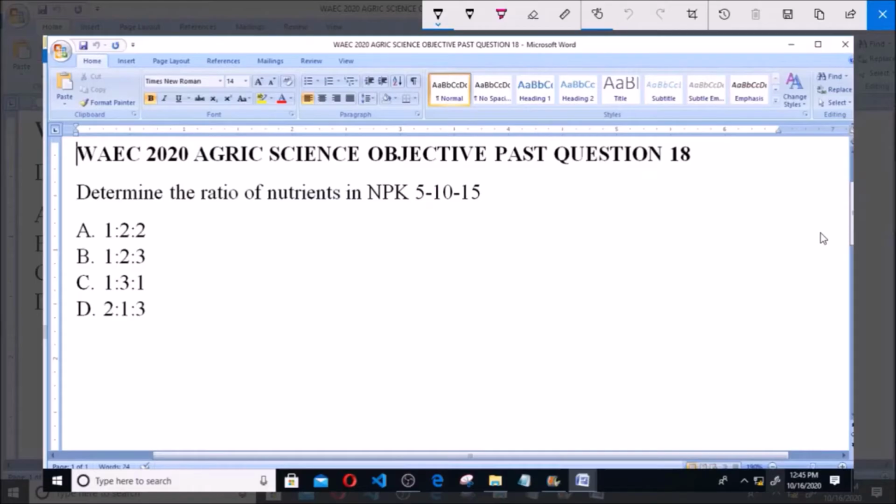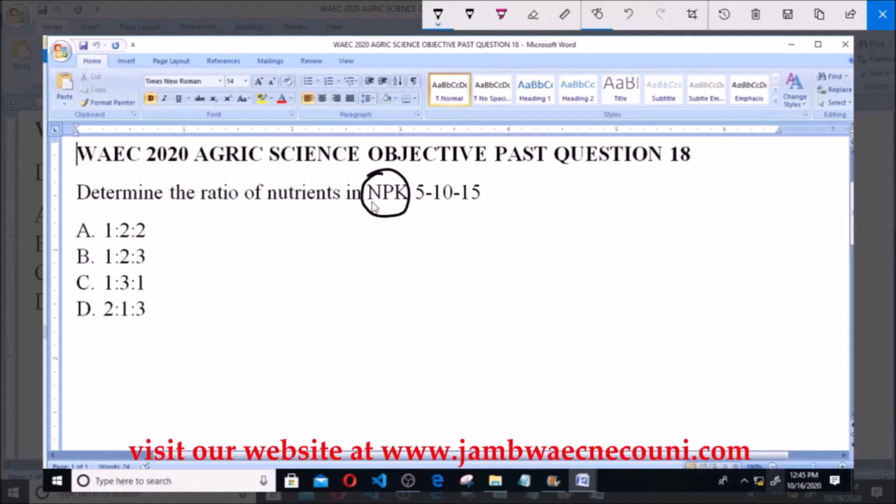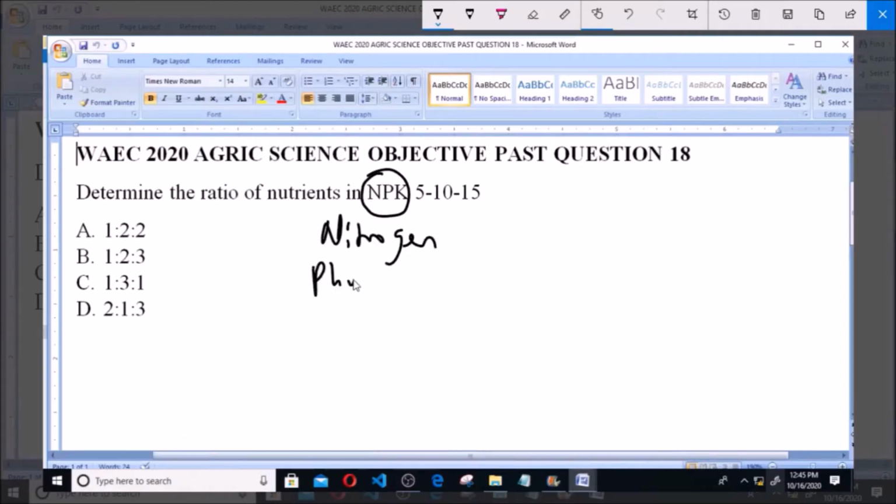Hello and welcome. This is WAEC 2020 Agric Science Objective Past Question 18. Determine the ratio of nutrients in NPK 5, 10, 15. A. 1 to 2 to 2, B. 1 to 2 to 3, C. 1 to 3 to 1, D. 2 to 1 to 3. So we have NPK, which is a type of fertilizer consisting of nitrogen, phosphorus and potassium combined as described here in the question.